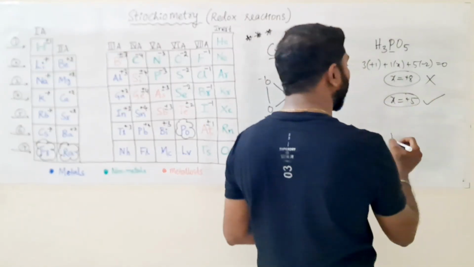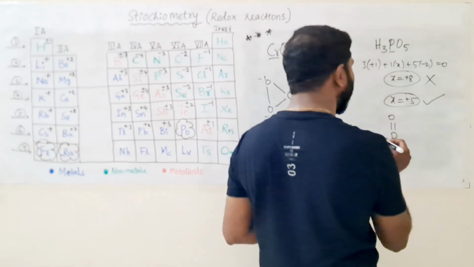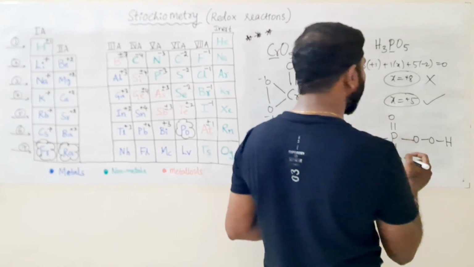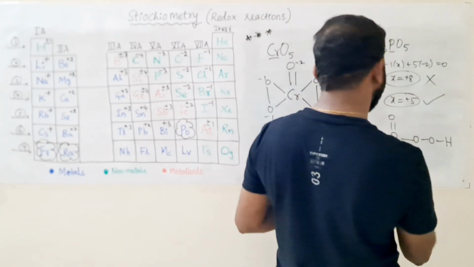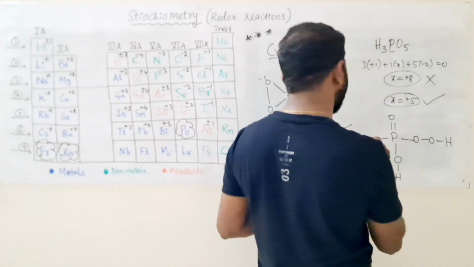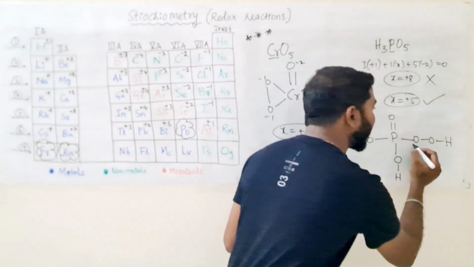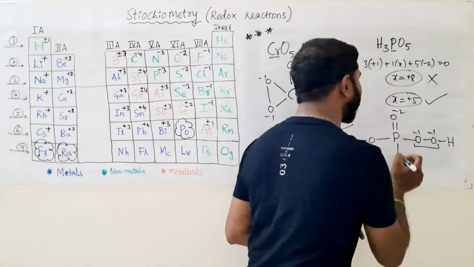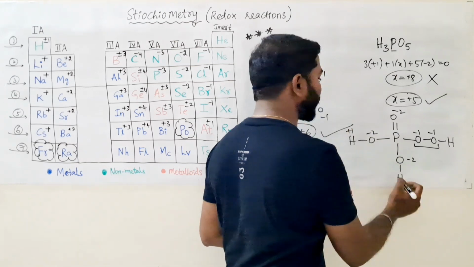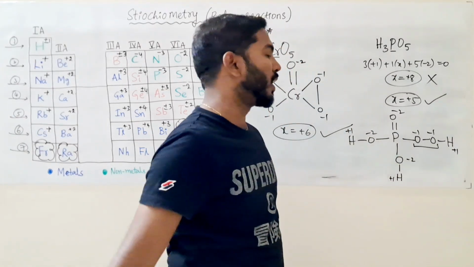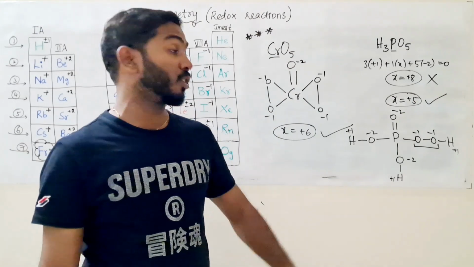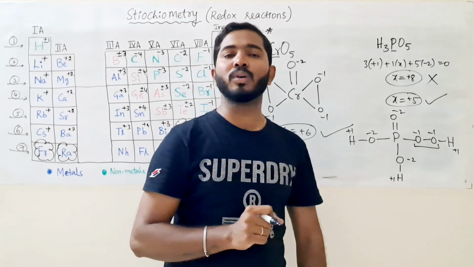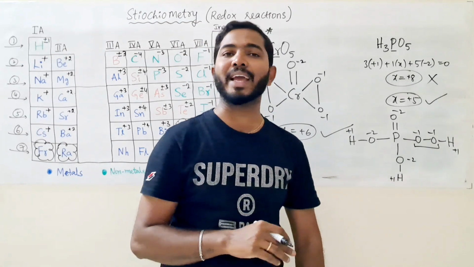But how is this possible? Through the structure we can understand. If you just observe, this is the structure we are going to get: H3PO5, with OH groups. Now what we can understand here is that there are 2 peroxy oxygens which need to be taken as minus 1, the rest of the 3 oxygens as minus 2, and the 3 hydrogens as plus 1. Finally you are going to get the phosphorus oxidation number as plus 5. So this is how we understand the oxidation number calculation.